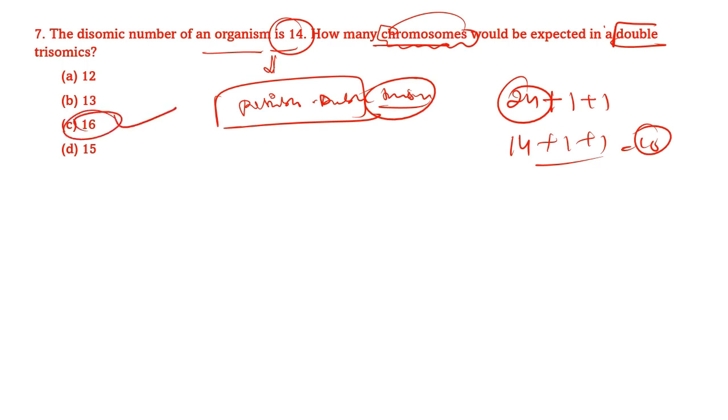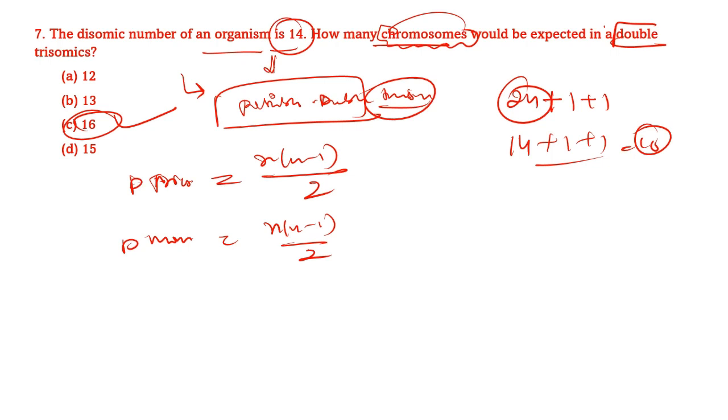So you should not confuse this with the number of possible double trisomics. That would be n into n minus 1 by 2. This is for double trisomics, and for double monosomics it is the same formula, that is n into n minus 1 by 2. Why are both the same? Because in both cases either one is added or one is deleted, so it will balance and both will have the same formula. The effect is the same since it is getting added or deleted, so the possibilities are the same.